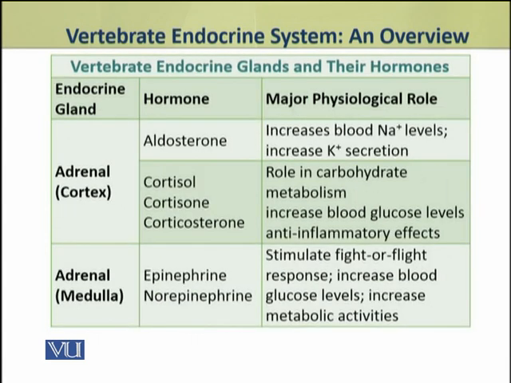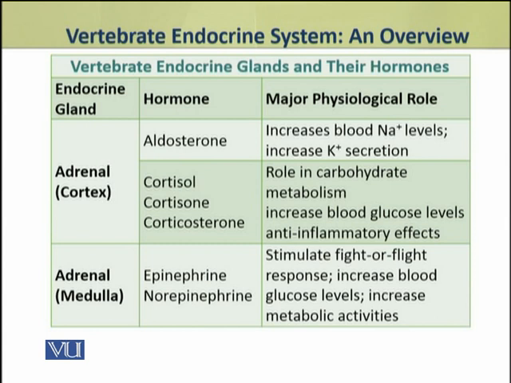Dear students, isse agla jo endocrine gland hum discuss karenge woh hai adrenal gland. Adrenal gland ke do hisse hain. Yeh ek dual gland hai. Isme adrenal cortex aur adrenal medulla aate hain. Adrenal cortex do tarah ke hormones produce karta hai jinhe mineralocorticoids aur glucocorticoids kehte hain.